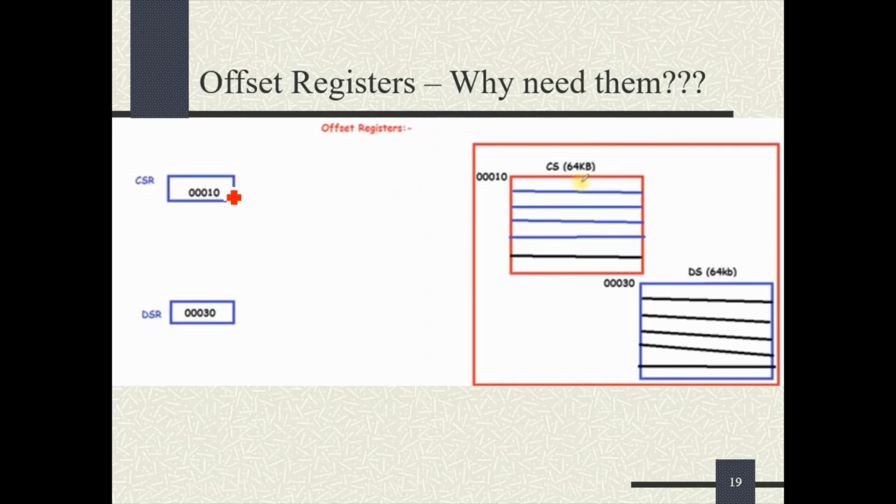Here we can see the code segment register contains the address 10, which is pointing towards the starting address of the code segment in the memory. And we have explained that each segment is now 64K in case of segmented memory.